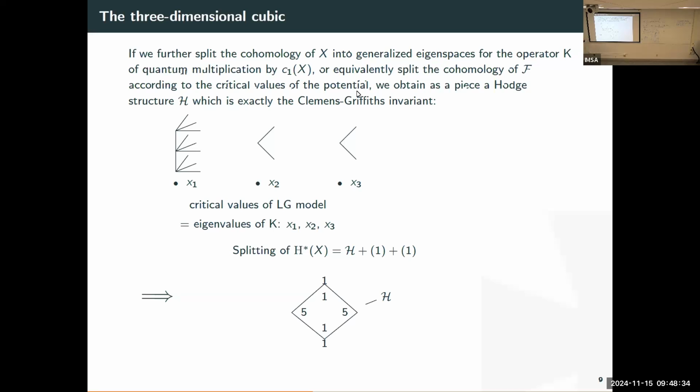But this is all data which can be completely determined by the quantum differential equation, or if you like, by the Gromov-Witten theory. Now I must say that I'm just giving you the simple example here, a simple interpretation, with a very simple idea in mind: trying to get to the generic four-dimensional cubic as quickly as possible.